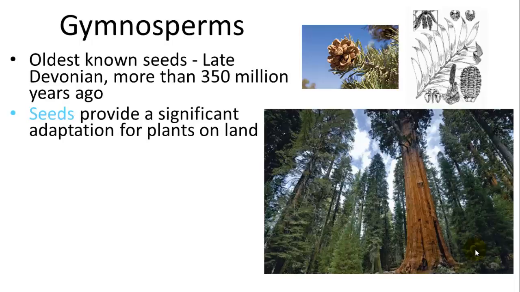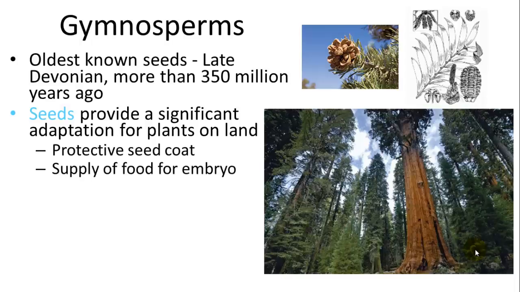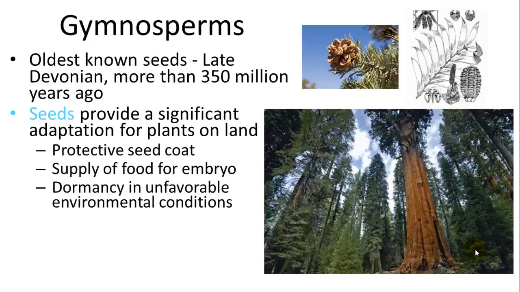And seeds allow for a significant advantage to the plants that have them, especially for life on land. So they provide a protective seed coat for ensuring that the seed can last longer and in more environments. It also supplies them with some food, okay, so it can have storage in there for the embryo as it develops. And with those two things, a seed coat and storage of food, it can then lie in dormancy until favorable environmental conditions take place.